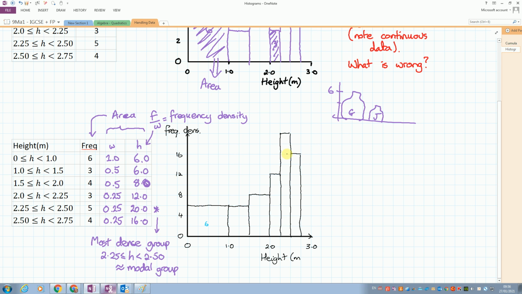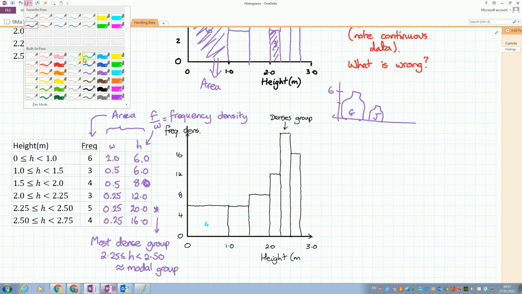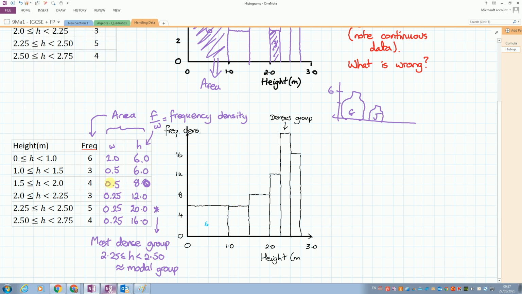And so now our histogram shows here is the densest group. For the amount of height, the number of sunflowers in that group is a lot higher than for others. And I'll just finish putting in the numbers. Like I said, this is not mandatory, the light blue bit. It's just a practice I do. 6 times 1. Oh, sorry, that should be 3, shouldn't it? That's why.